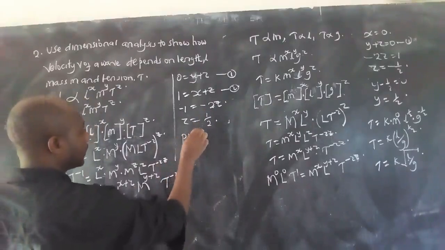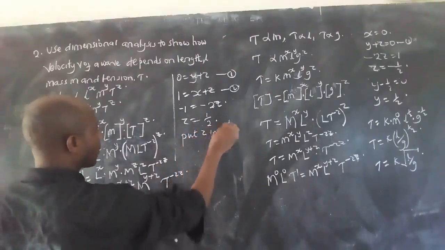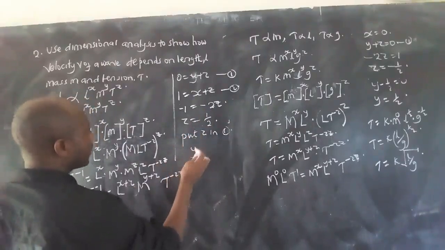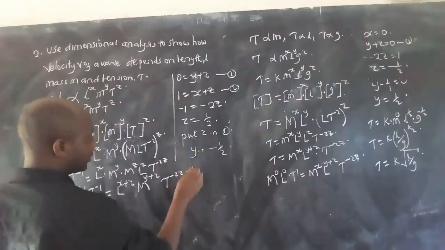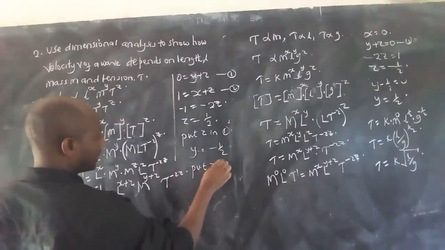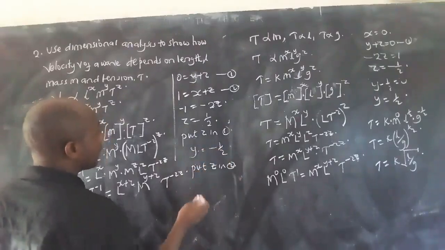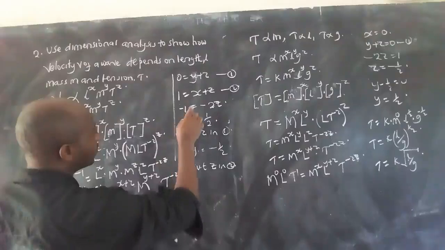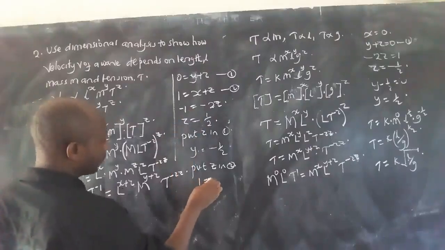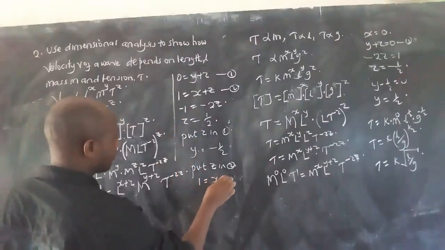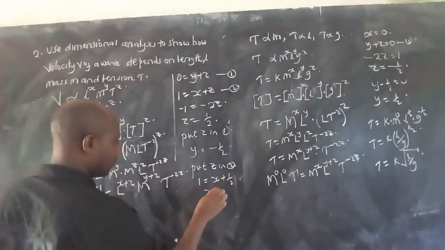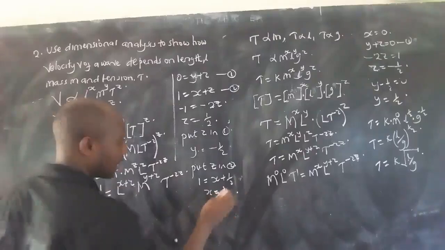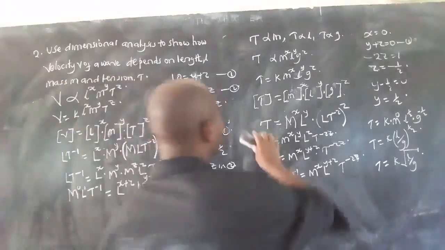Put z in 1. So our y will become negative what? A half. Then put z in 2. Our 1 is equal to x plus a half. So this one comes here, so our x becomes a positive of what? A half. Then we substitute down.